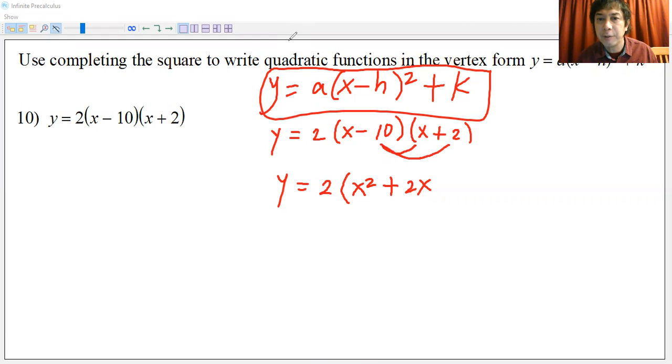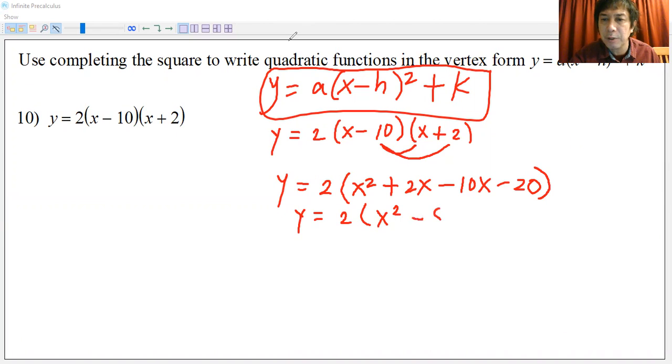All right, what do we have in negative 10 by x? It's negative 10x. And the next one, negative 10 by 2, is negative 20. And this will be enclosed. All right. And then we shall simplify a little bit. y is equal to 2 times x squared, 2x and minus 10x results to negative 8x, and followed by the minus 20.